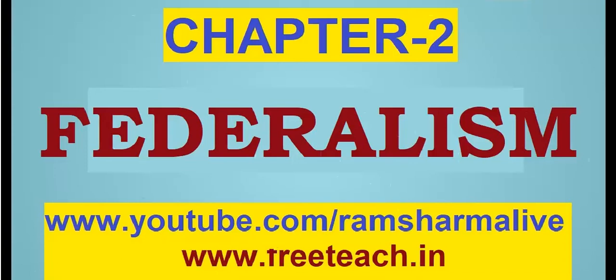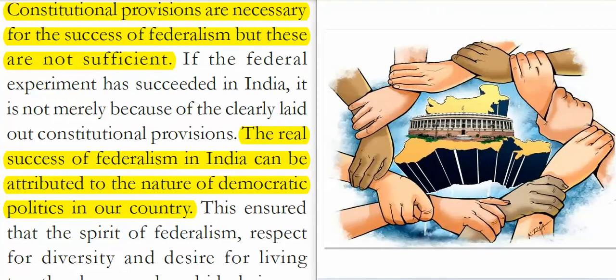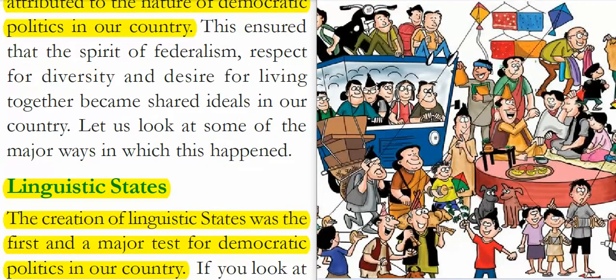Part 3. Today, in this topic, we are going to discuss how federalism is practiced, especially with reference to India. We all know very well that constitutional provisions are important for the success of federalism, but these constitutional provisions alone are not sufficient. The real success of federalism in India can be attributed to the nature of democratic politics in our country. This has ensured the spirit of federalism, respect for diversity, and desire for living together in our country.